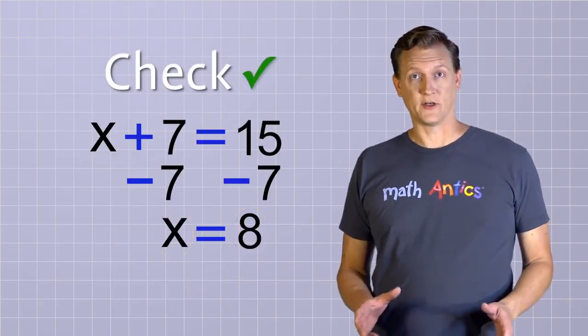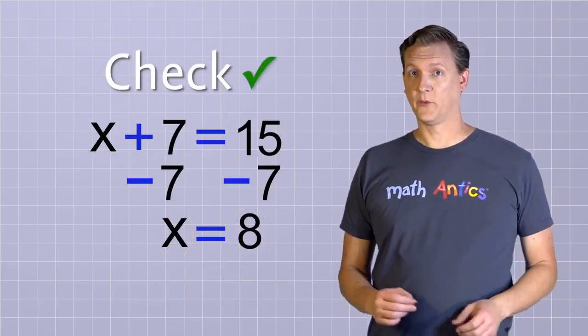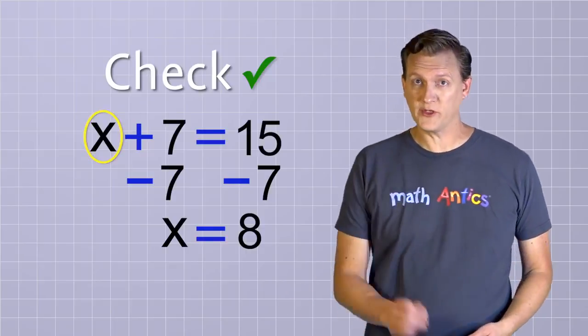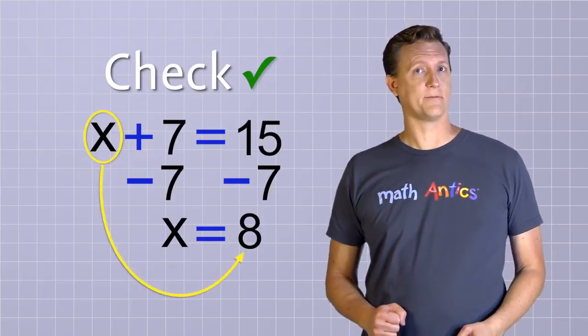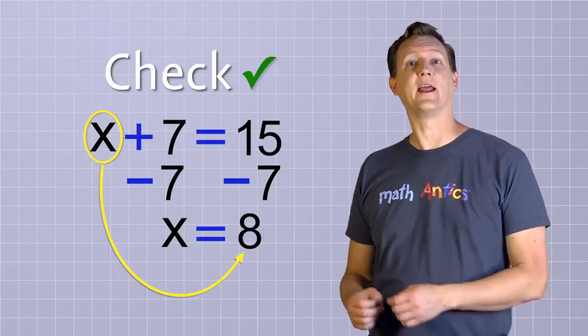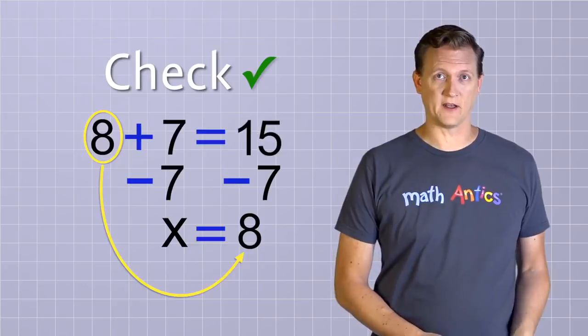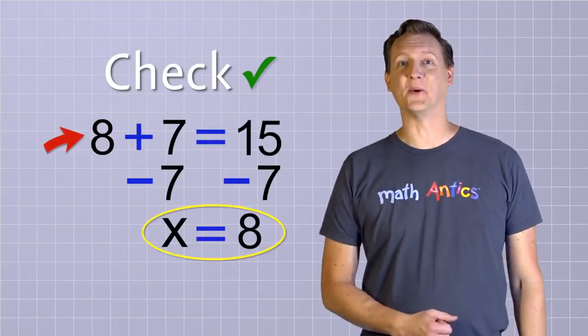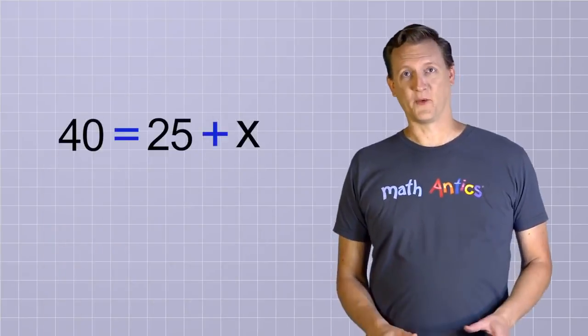And to check our answer, to make sure we got it right, we can see what would happen if we replace the unknown value in our original equation with the number 8. Instead of x plus 7 equals 15, we'd write 8 plus 7 equals 15. And if that's true, then we know we got the right answer. Pretty cool, huh? Let's try another one.